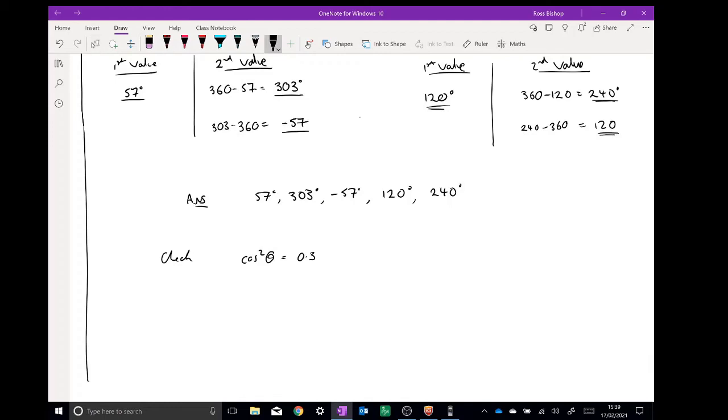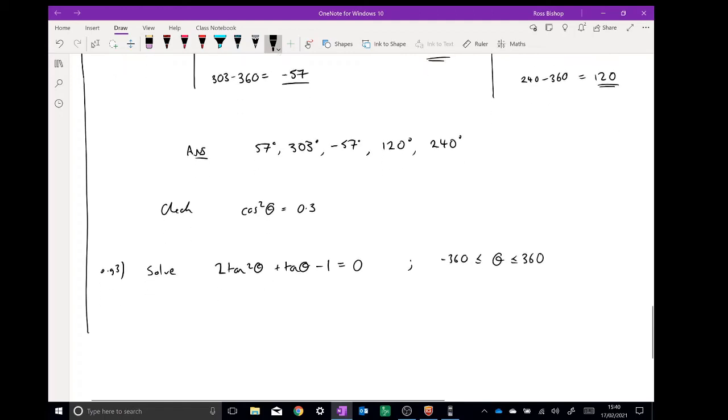So I want you to solve example 3: solve 2 tan squared theta plus tan theta minus 1 equals 0. And the range for this one is between 360 and negative 360. The range for these questions is really important.